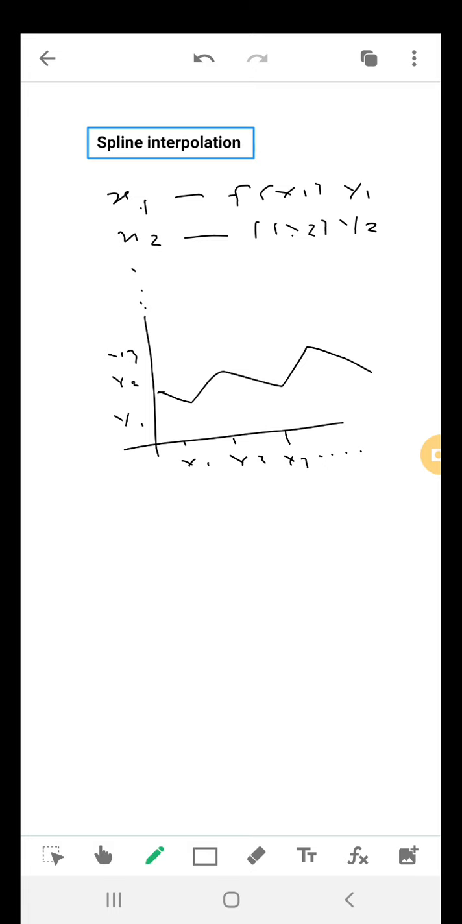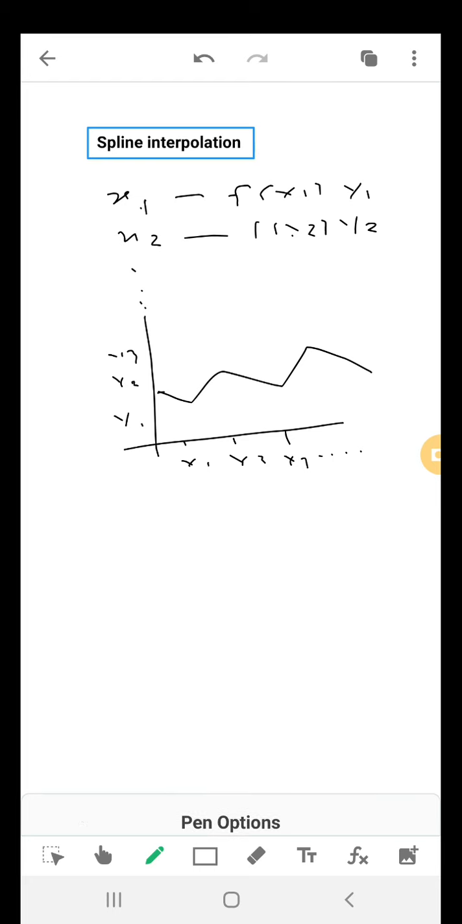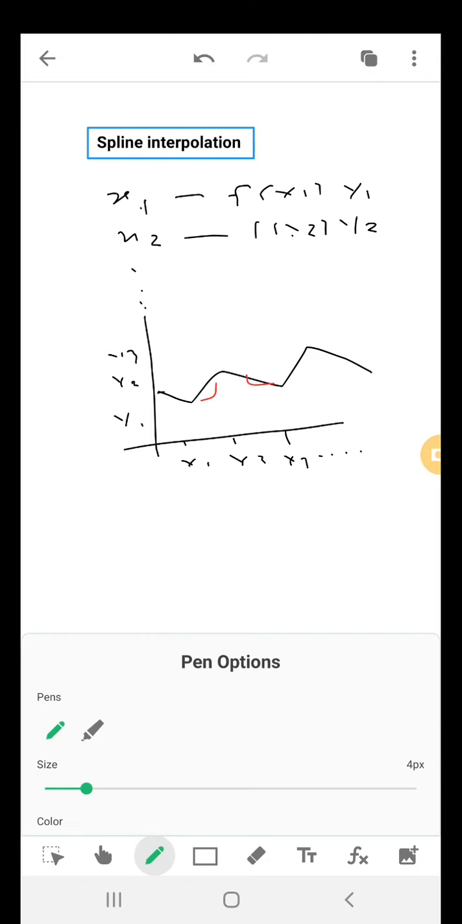So what we do here is match the different slopes. We have a slope around here, then we have a slope here. By matching the different slopes we get a smooth plot.